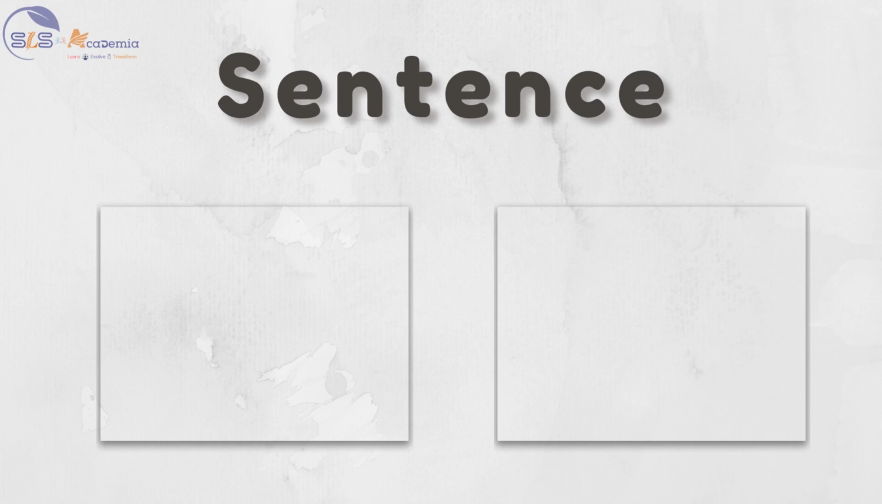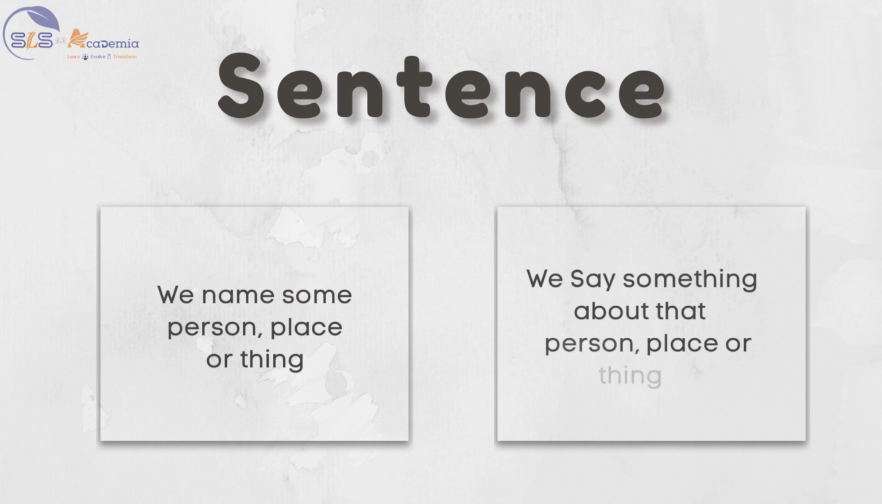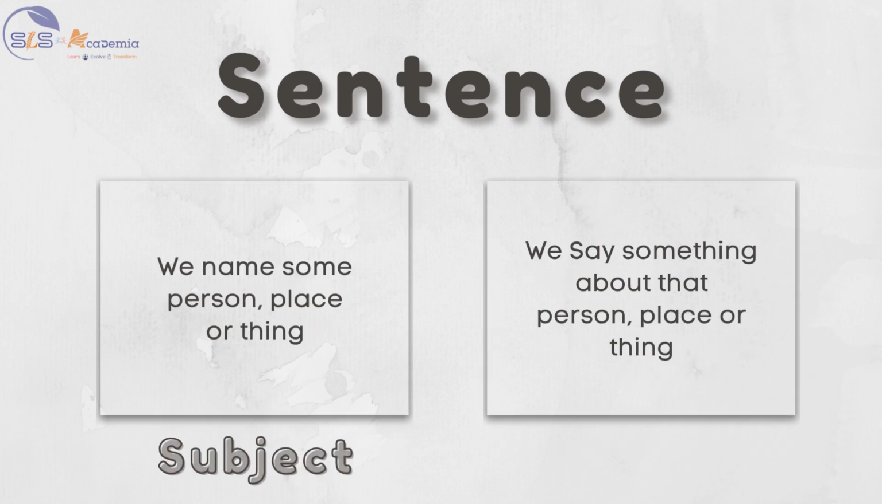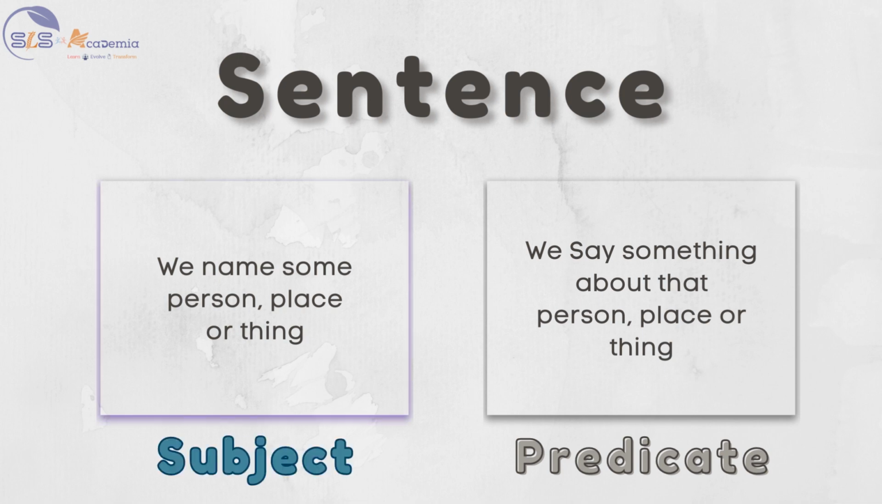When we make a sentence, we name some person, place or thing, and then we say something about that person, place or thing. In other words, we must have a subject to speak about, and we must say or predicate something about that subject. Hence, every sentence has two main parts. The part which names the person, place or thing that we are speaking about is called the subject of the sentence. The part which tells something about the subject is called the predicate of the sentence.